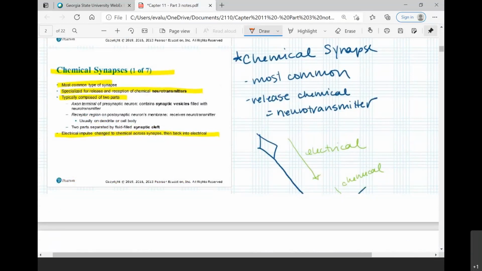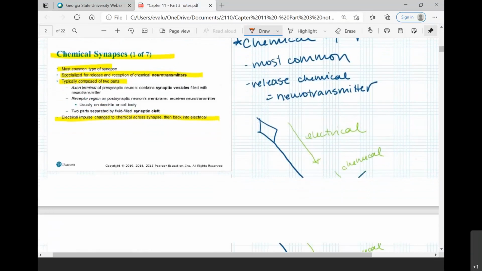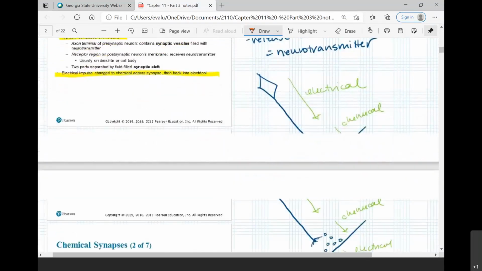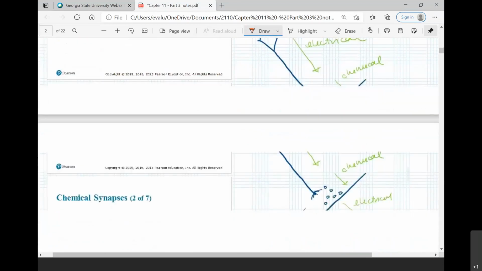There's going to be two parts of this synapse. You're going to have the synaptic vesicles that are leaving the axon terminal in the presynaptic neuron and are going to travel, and that synaptic vesicle is going to release that neurotransmitter to the postsynaptic neuron, which will receive the transmitter. And that space between the two is going to be called the synaptic cleft. So basically, you have an action potential occurring, which is electrical, that changes to a chemical synapse, and then that changes back to an electrical.